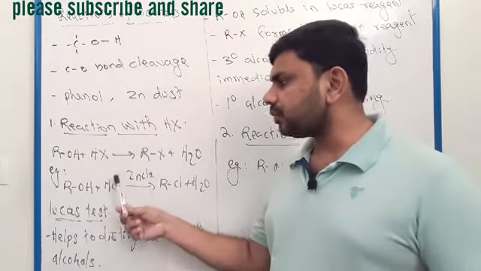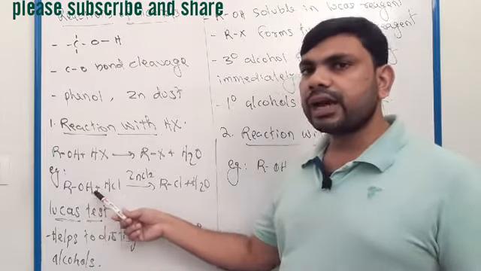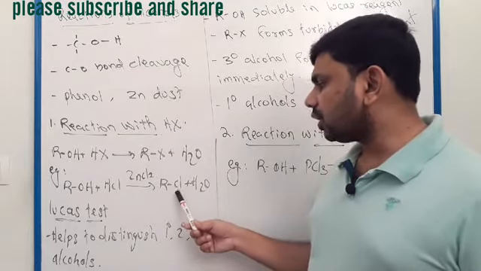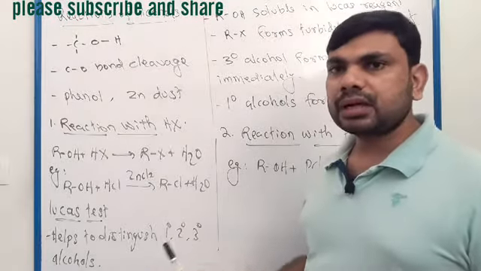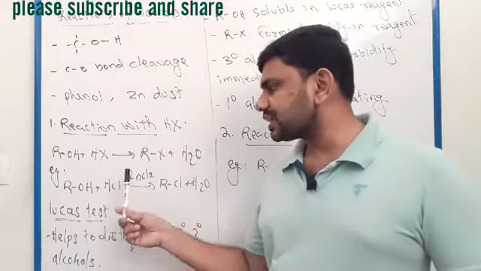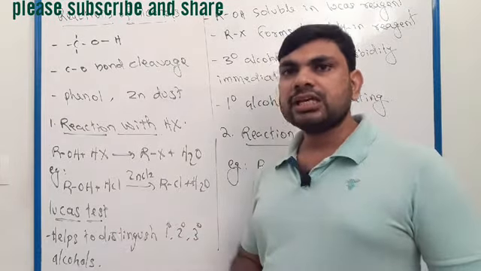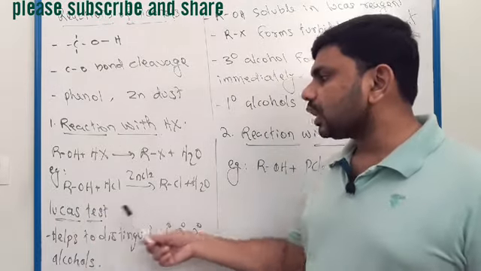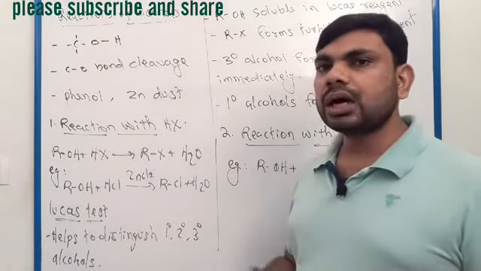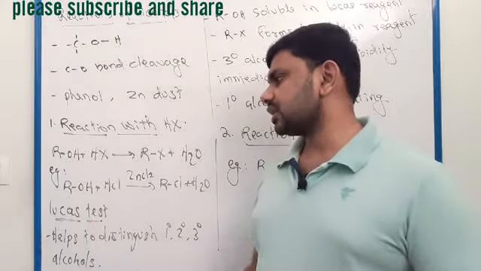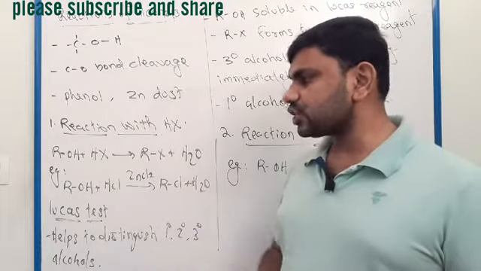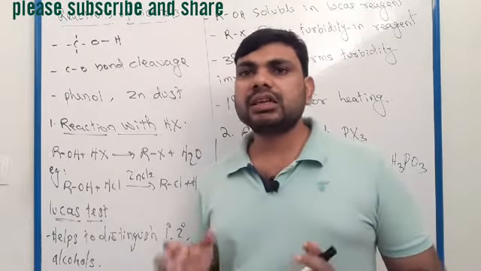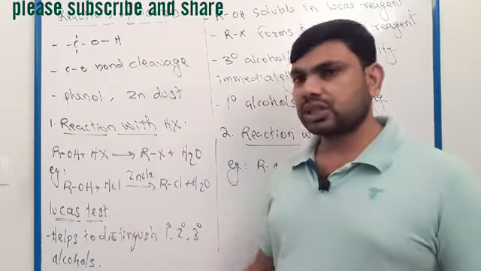Example for this type of chemical reaction: alcohol reacts with HCl, it will change to alkyl chloride plus water. This chemical reaction takes place in the presence of zinc chloride and HCl. This chemical reaction is called the Lucas test, Lucas reaction or Lucas test. The Lucas reagent means HCl in the presence of zinc chloride.